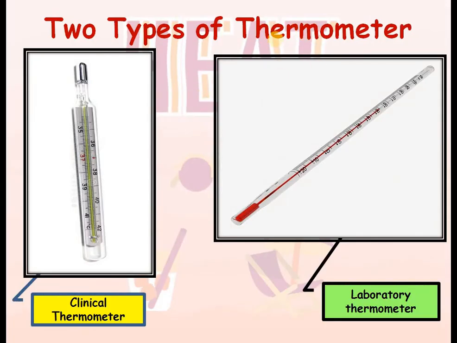Now, there are two types of thermometer which are used to measure temperature. First one is clinical thermometer, which we use in our daily life to measure body temperature, and the second one is the laboratory thermometer. We are going to discuss about these thermometers in detail in our next video.